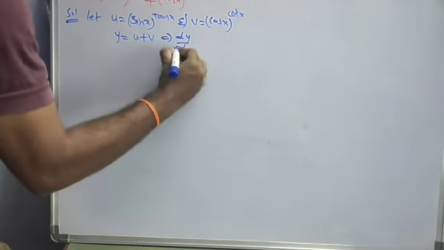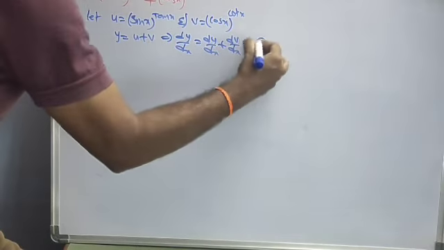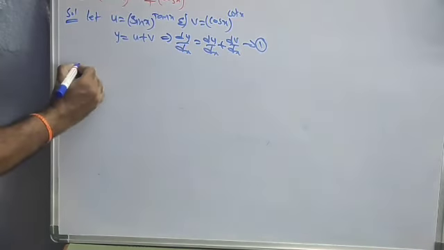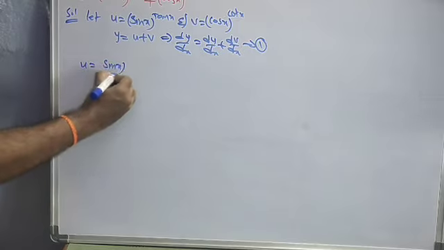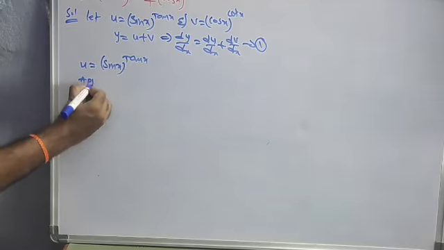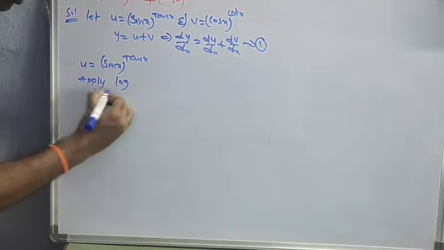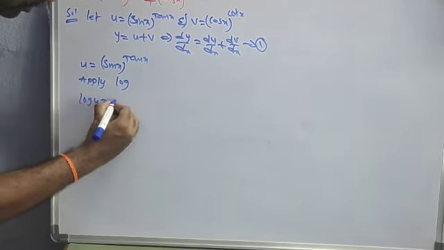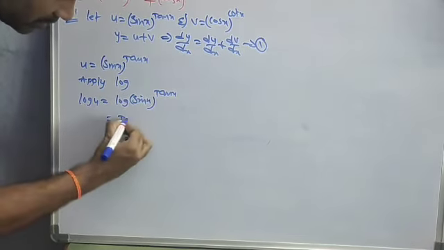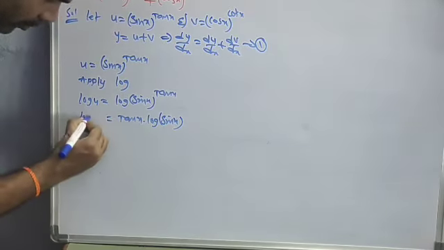That means dy by dx equals du by dx plus dv by dx. This is the first equation. Here we have to find du by dx and dv by dx. u equal to sin x to the power of tan x. Apply log, because it is some f of x function power g of x. Log u equal to log of sin x to the power of tan x, so tan x into log of sin x. This is log u.